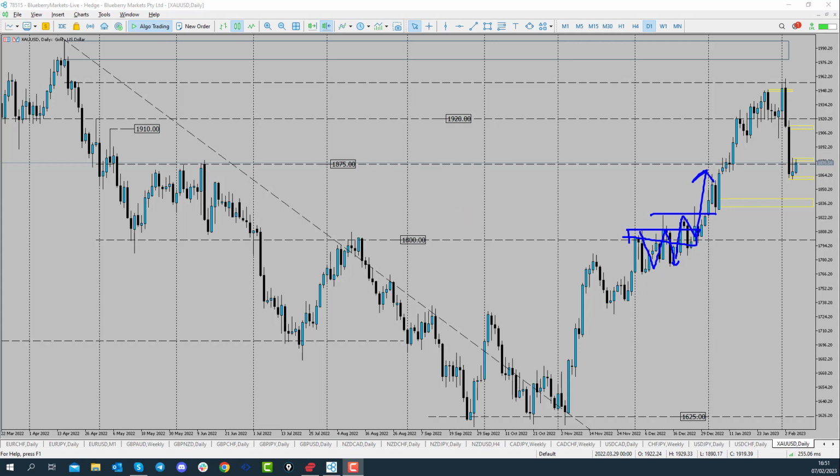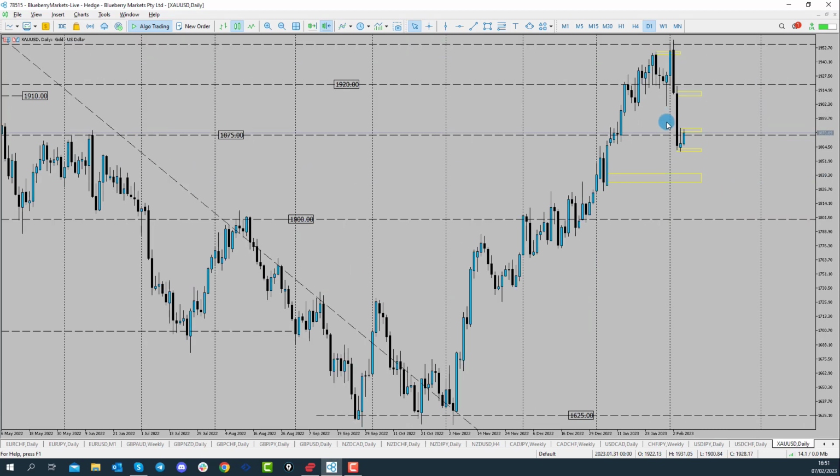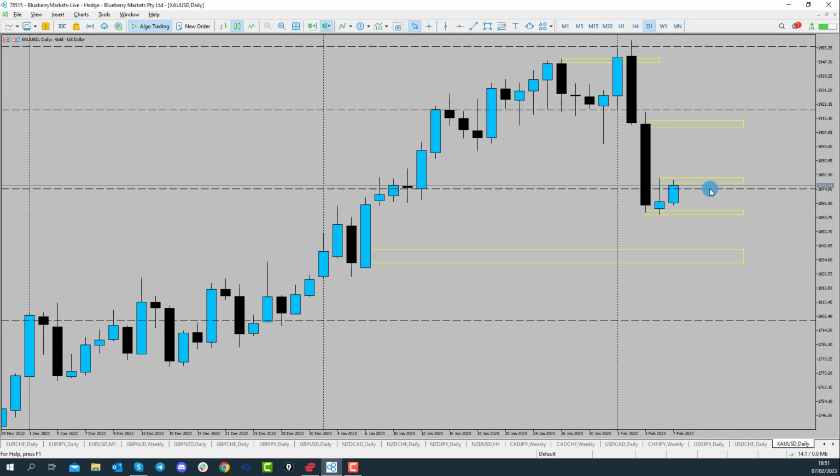Now, you can look at this on lower time frames as well. The reason why I'm saying that is because we double topped recently, price has pushed to the downside, and currently price is finding a little bit of support. We've come back into another key level, which was around the 1875 handle, and we've started to find a little bit of support here.